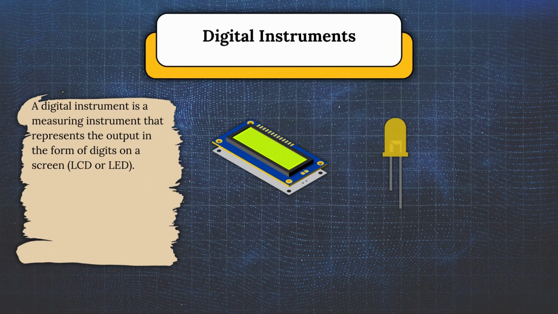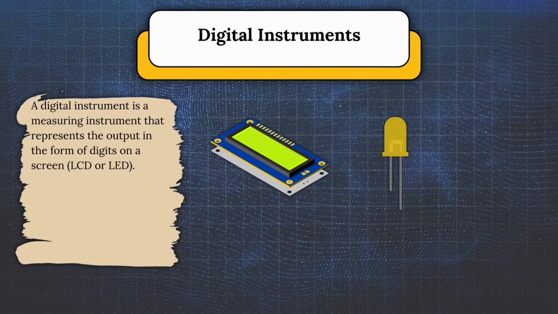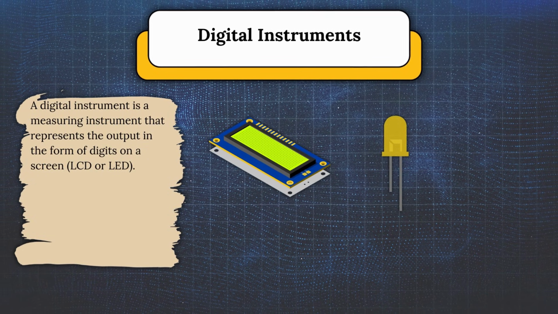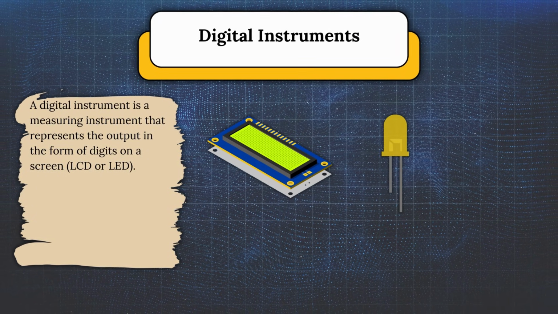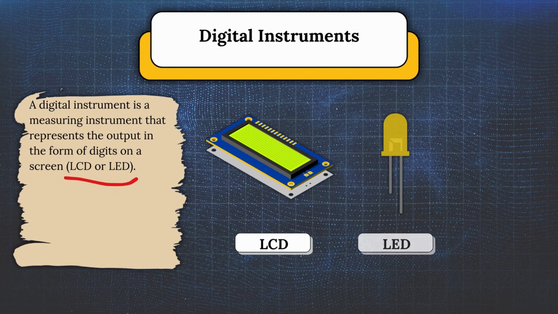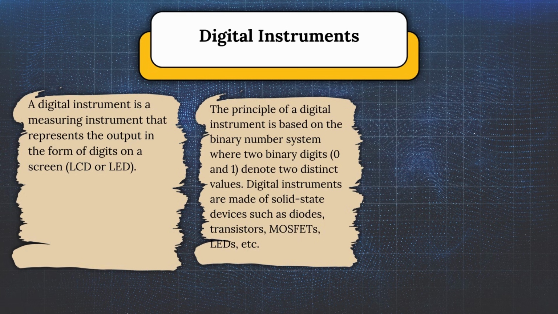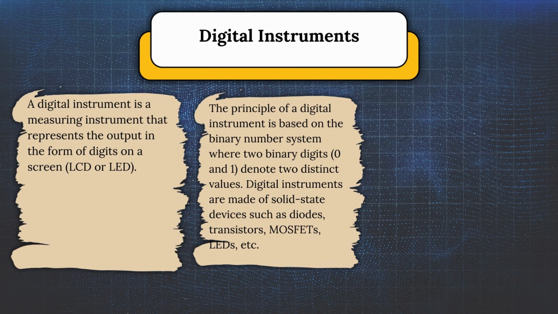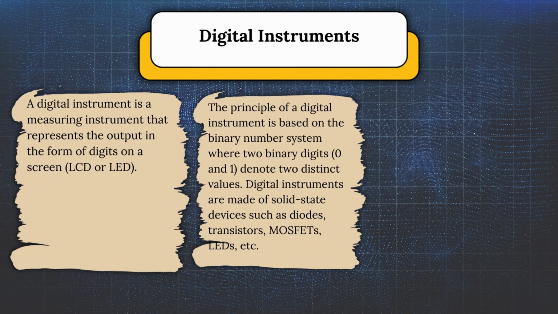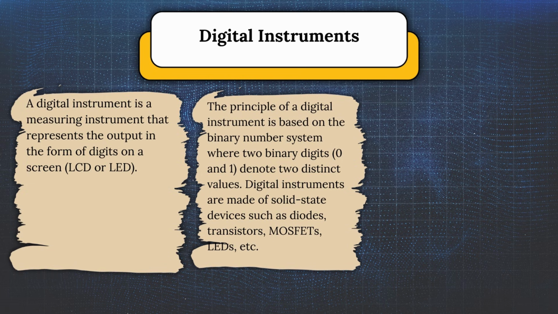Now for the digital instruments. A digital instrument is a measuring instrument that represents the output in the form of digits on a screen, LCD or LED. The principle of a digital instrument is based on the binary number system where two binary digits, 0 and 1, denote two distinct values.